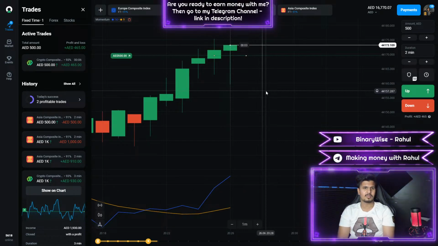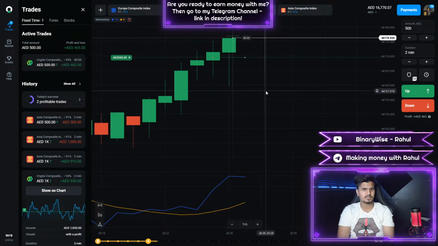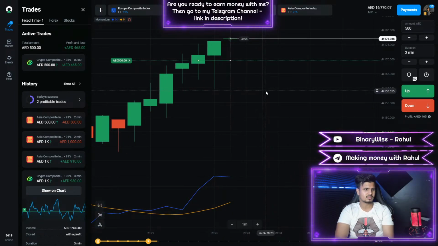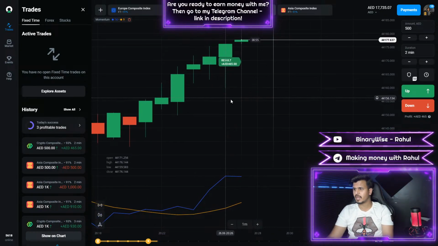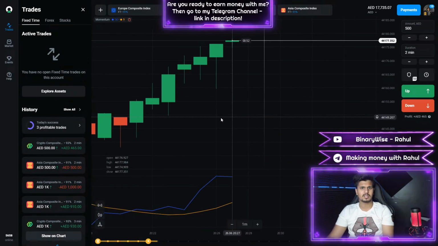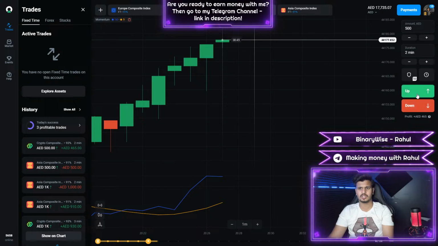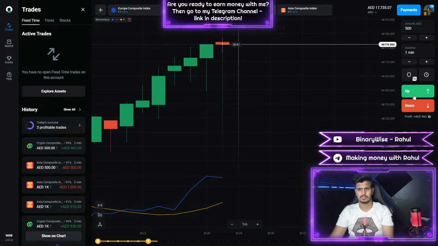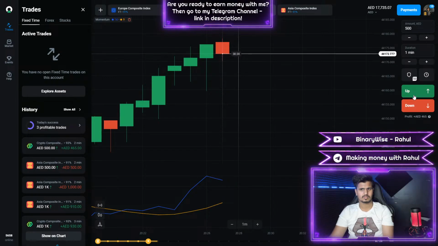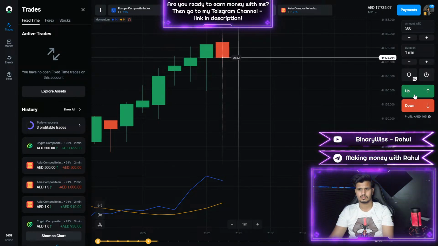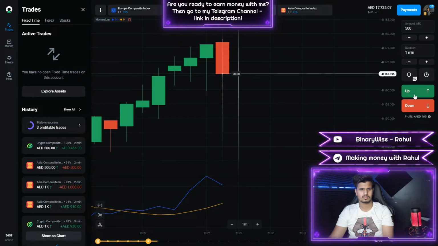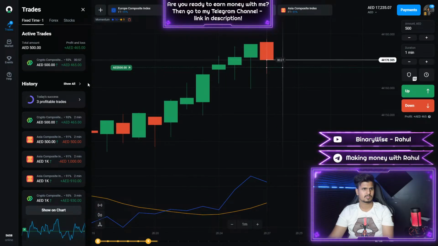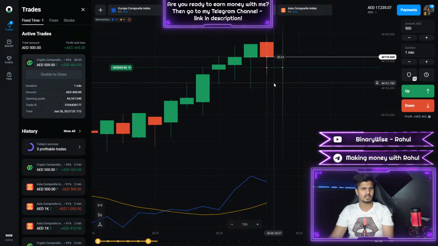7, 6, 5, 4. So this is pretty well in the profitable amount, and here it is still moving upward. We can make another trade in the upward direction with the 1 minute duration that I will make today. Let's see the profit in 55 seconds.